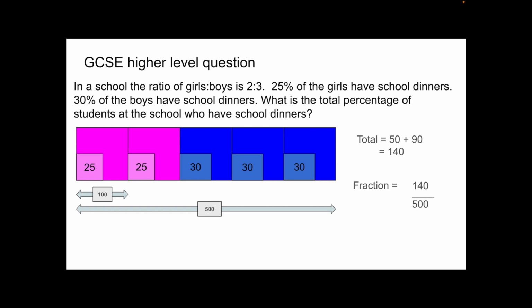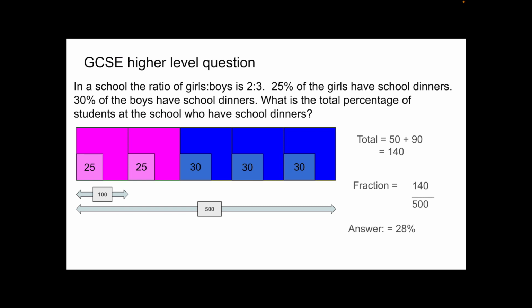But the question has asked for percentage. So for a percentage, I need the denominator to be 100, and I can achieve that by dividing the 500 by 5, and whatever I do to the bottom, I must do to the top. So I'm going to divide 140 by 5. 140 divided by 10 is 14, so 140 divided by 5 must be 28. So the answer is 28%.